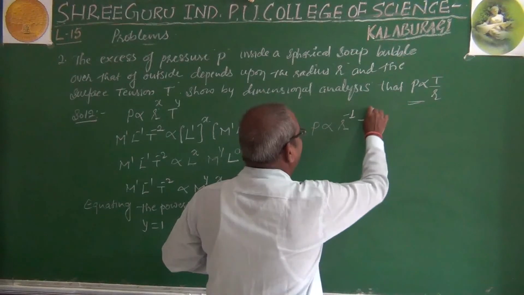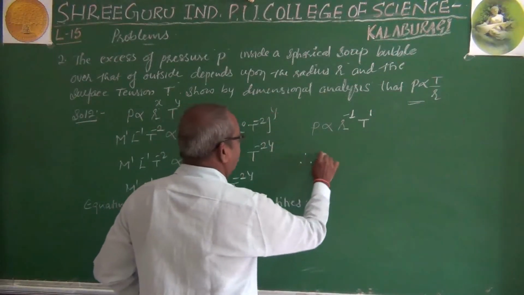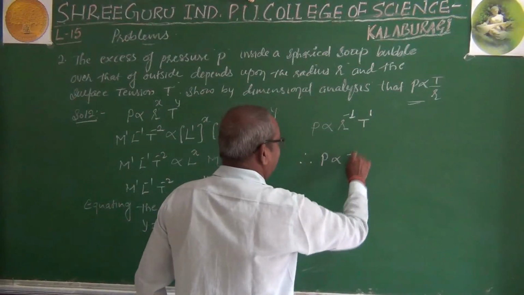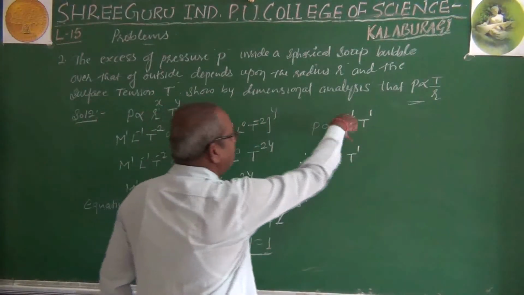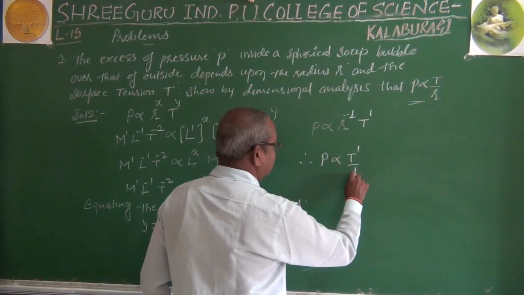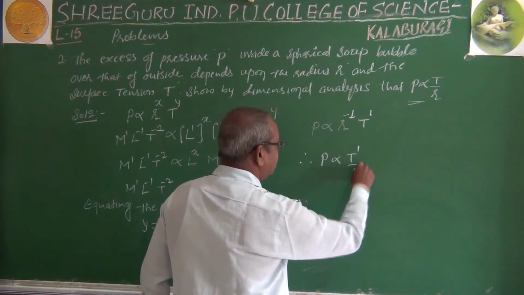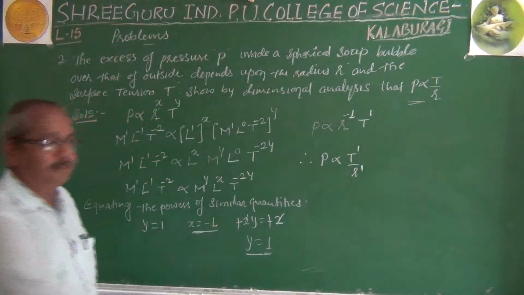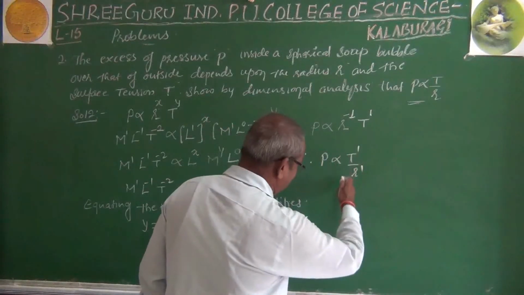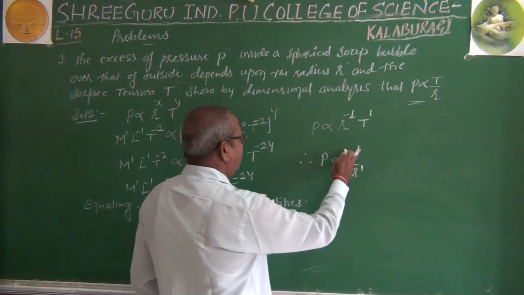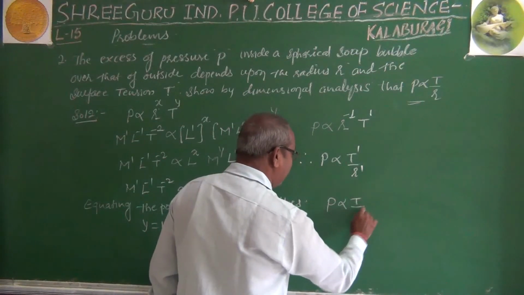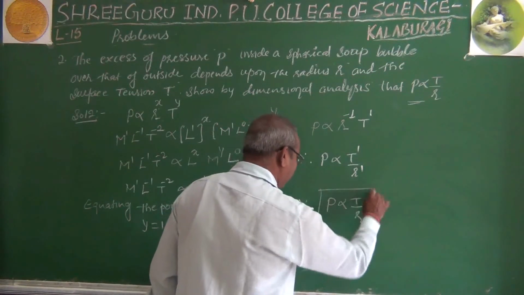T raised to 1. Therefore, P is proportional to T raised to positive 1, and R raised to minus 1, which you have to take in the numerator. Minus 1 becomes plus 1, so R raised to 1. Positive 1 actually does not need to be written. If you want, you can write it, otherwise you can leave it. P is proportional to T divided by R. This we got finally.